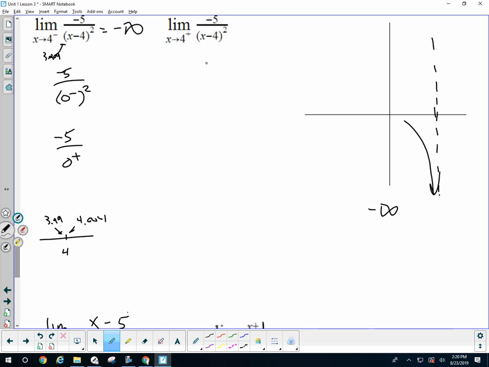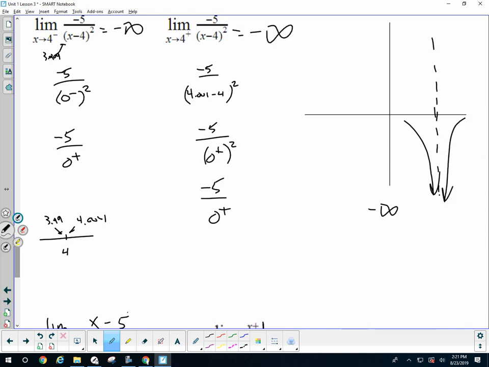4 from the right, -5 over 4.001 minus 4. That's like 0 from the right squared. That's still a very, very small positive number. That is also negative infinity. So this is going down there.